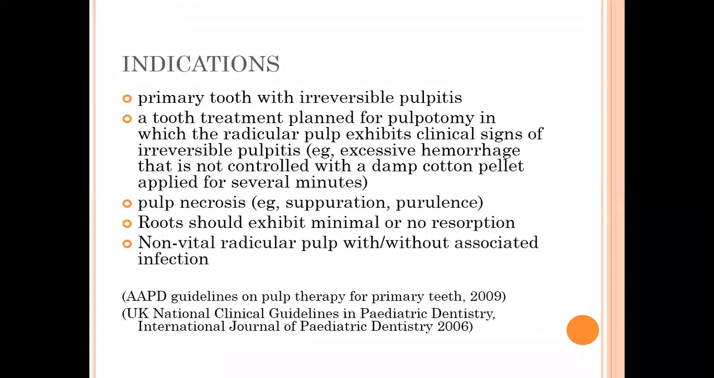The indications for pulpectomy include a primary tooth with irreversible pulpitis, a tooth treatment planned for pulpotomy in which the radicular pulp exhibits clinical signs of irreversible pulpitis, pulpal necrosis, roots that should exhibit minimal or no resorption, and non-vital radicular pulp with or without associated infection.